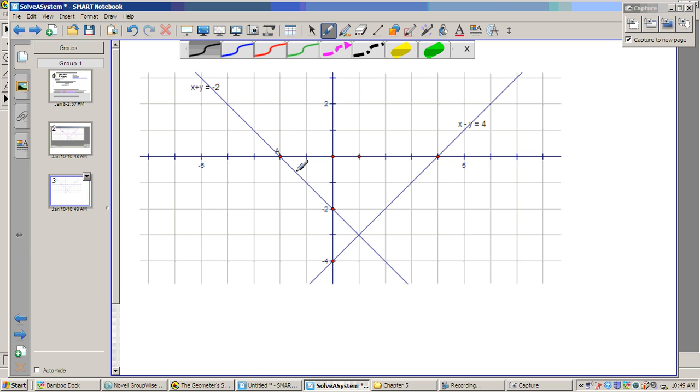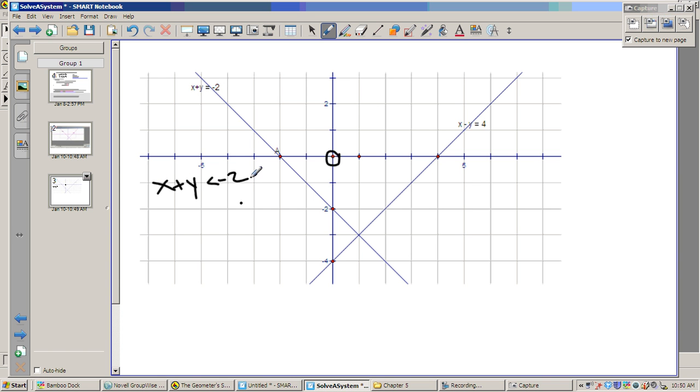I'll pick the test point 0, 0. 0, 0 is always a nice little test point to pick. If that point works in the equation x plus y is less than negative 2, then I'll shade the side with the 0, 0 on it. If it doesn't work, I'll shade the other side. So 0 plus 0 less than negative 2. Is that true? No, it's not. Which means this is the side of that line I would shade.